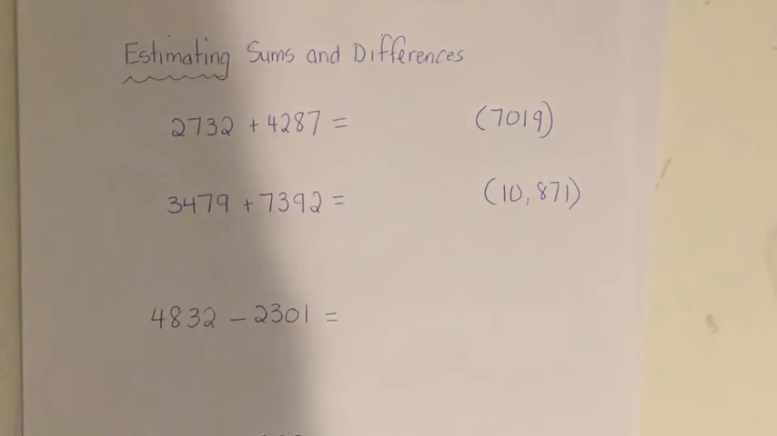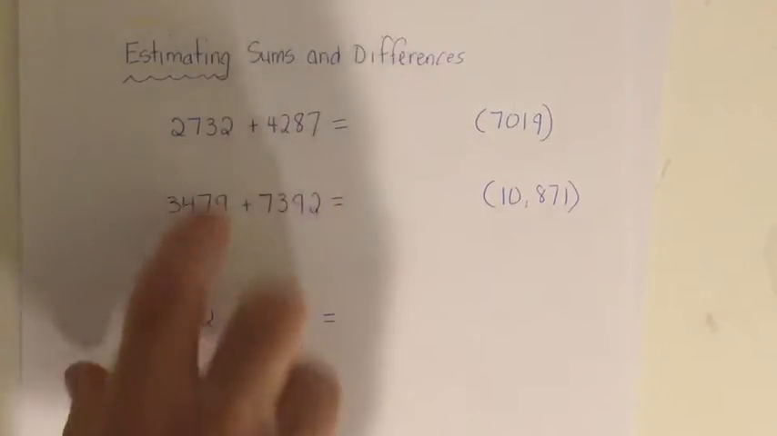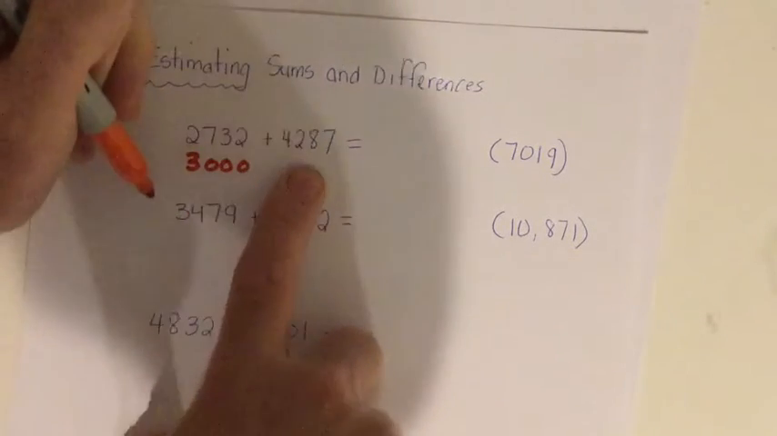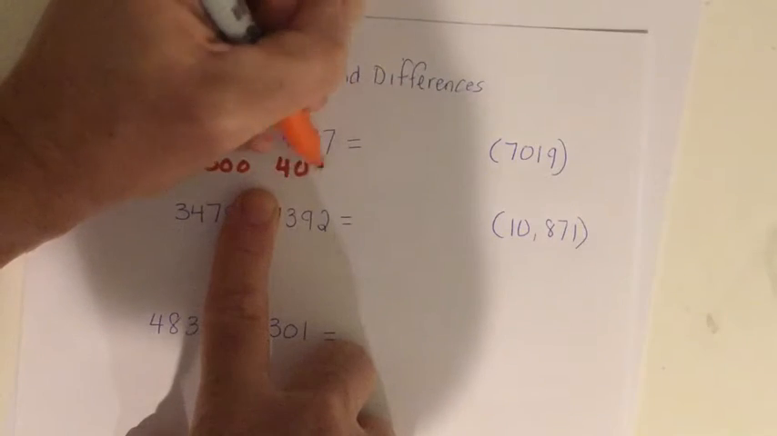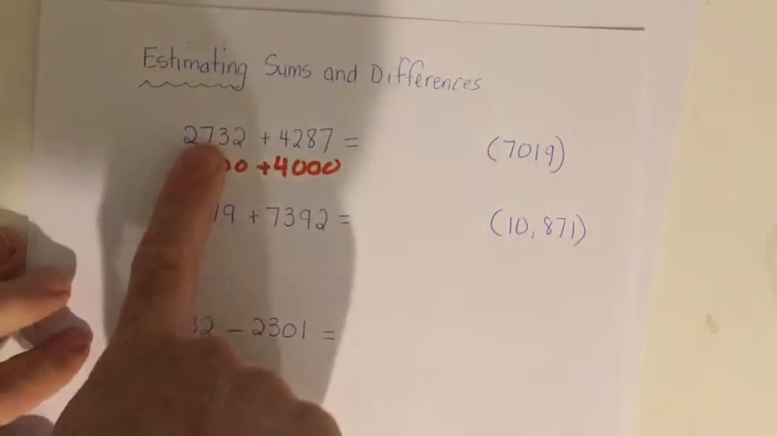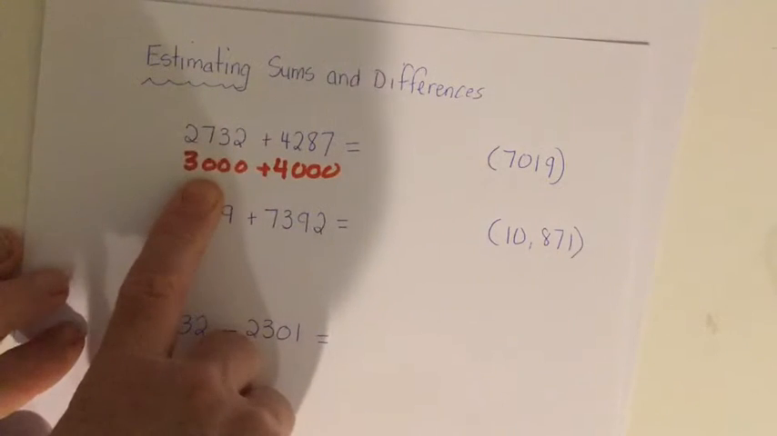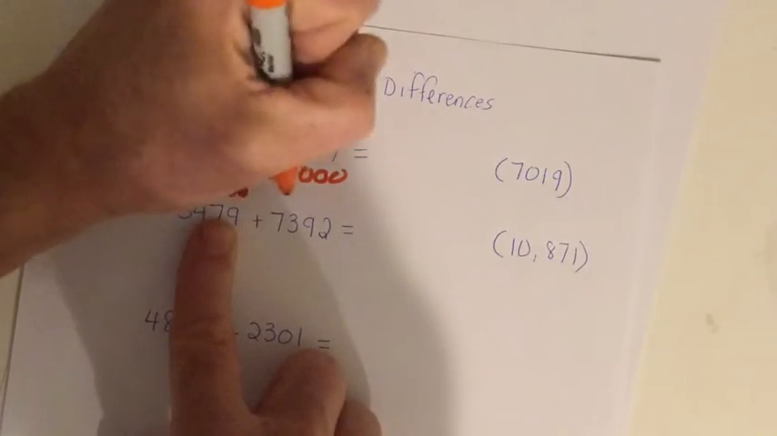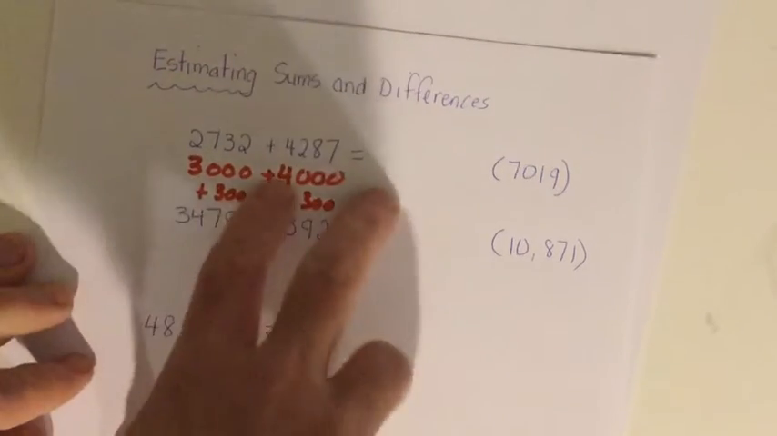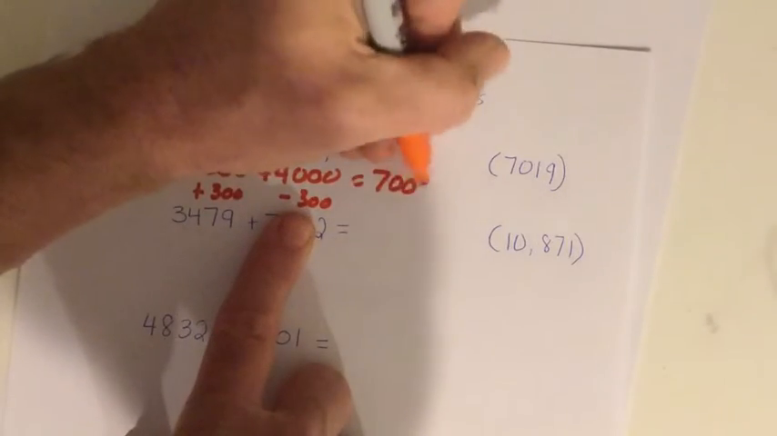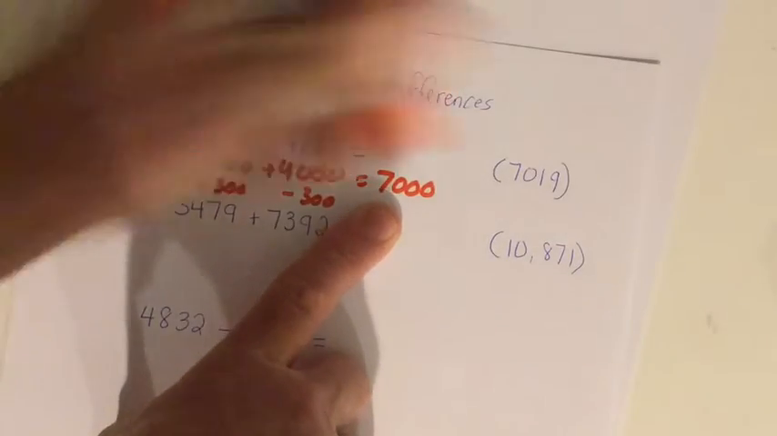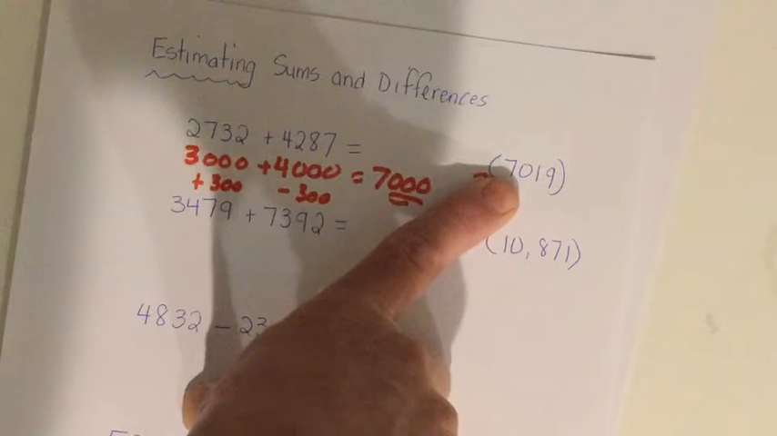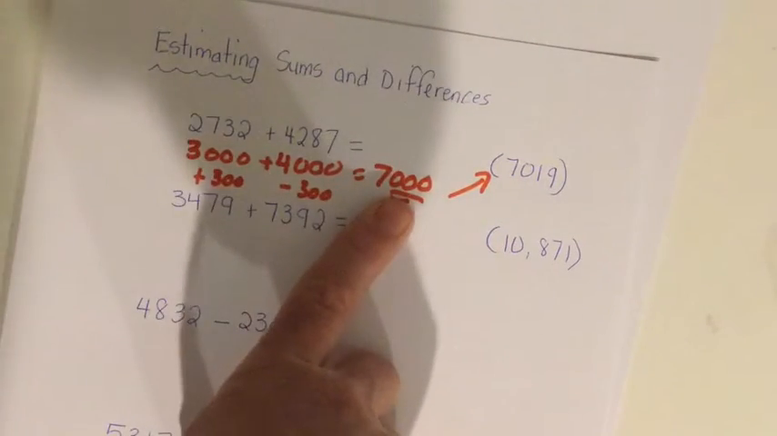So we want to use our rounding strategies, but we also want to be aware of how we're changing the numbers. And so what I talk to them about is, if we look at this example, if I round this to the nearest 1,000, it rounds up to 3,000. If I round this to the nearest 1,000, it rounds down to 4,000. I'm changing this number up by about 300. I'm changing this number down by about 300. So I want to be mindful of that. That tells me that my estimate here, 3,000 plus 4,000, is going to be a really good, close estimate. And that's the right answer right there. So we can see that's a good estimate.